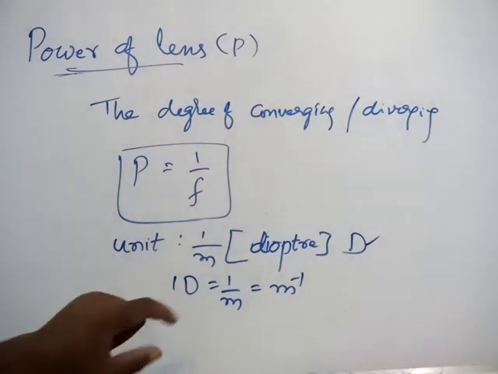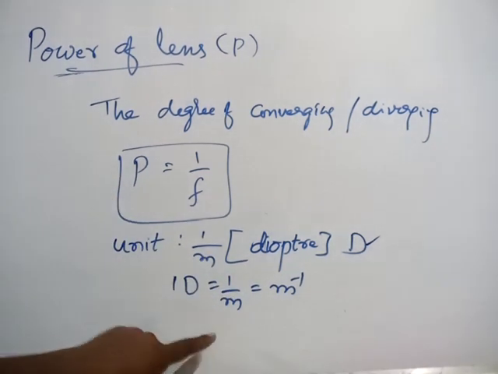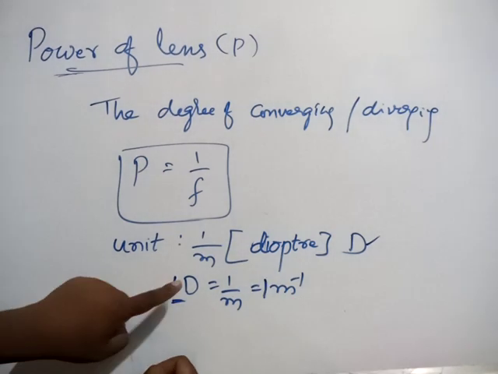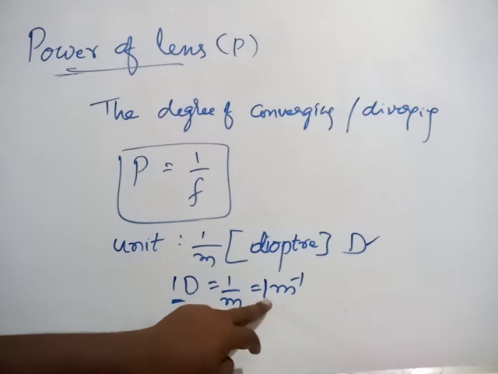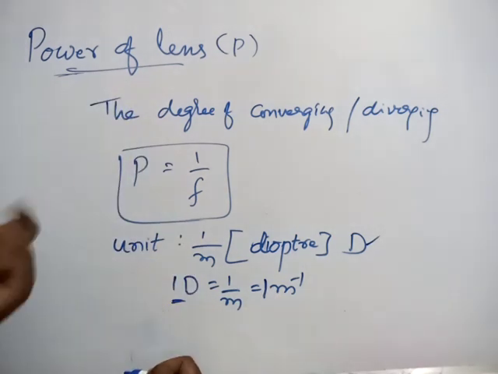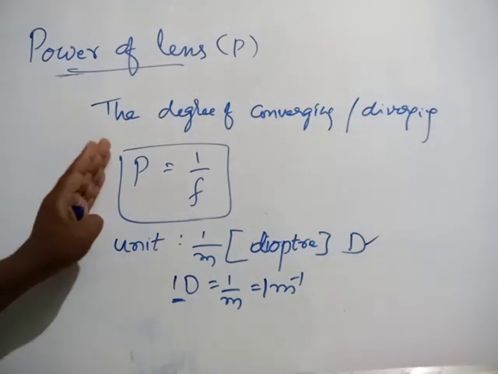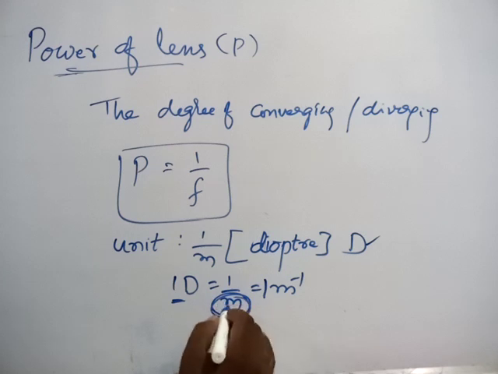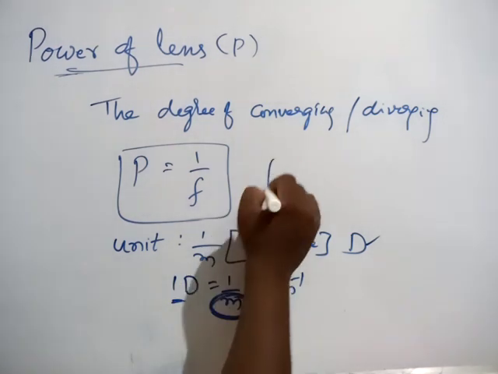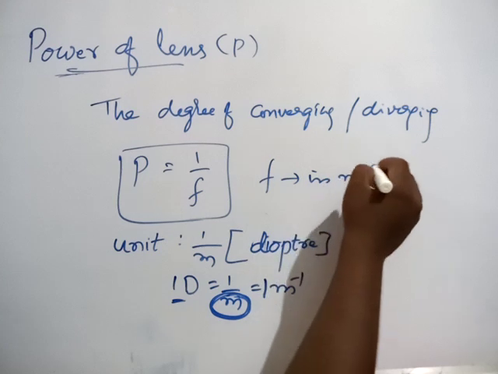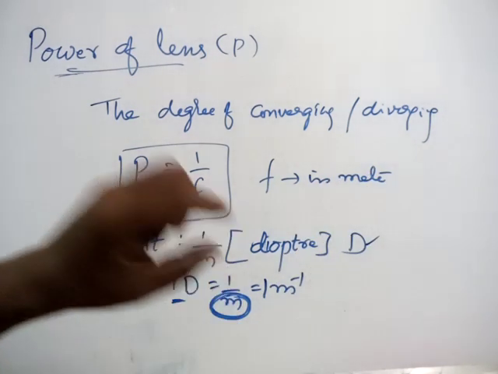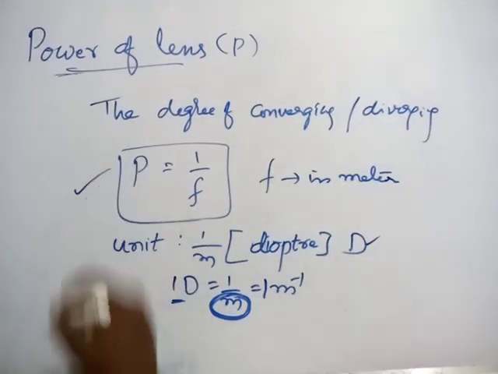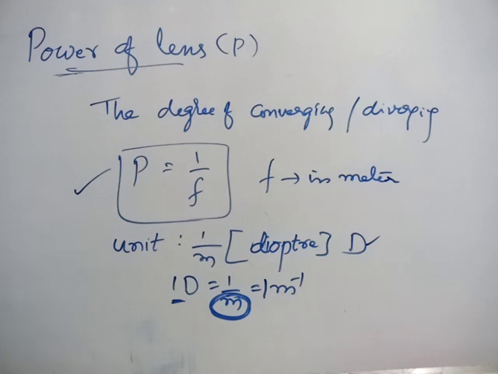So if the focal length of a lens is 1 meter, then the power is said to be 1 diopter. What is 1 diopter? 1 diopter means if the focal length is 1 meter, then that power is called 1 diopter. So this is power of the lens and its unit. Here the focal length F should always be in meters only. If in the sums you find centimeters, definitely you have to convert into meters. Then only you solve the problems. How? I will say once I move on.